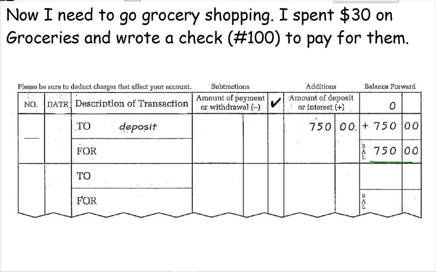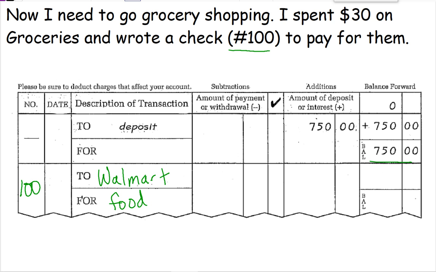Okay. So we're going to show how we put in how much money we spend using checks. So I wrote check number 100 to pay for groceries. So in this left-hand box, I'm going to write number 100. Who I wrote this check to, I would write it to a store because I went to get groceries. So let's say I went to Walmart. So I would write Walmart. And why did I write it? I wrote it for food.